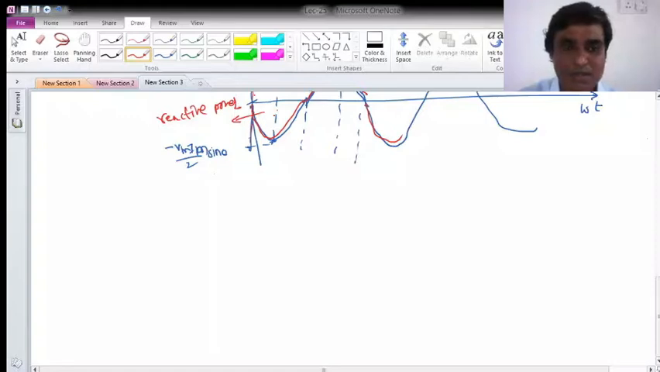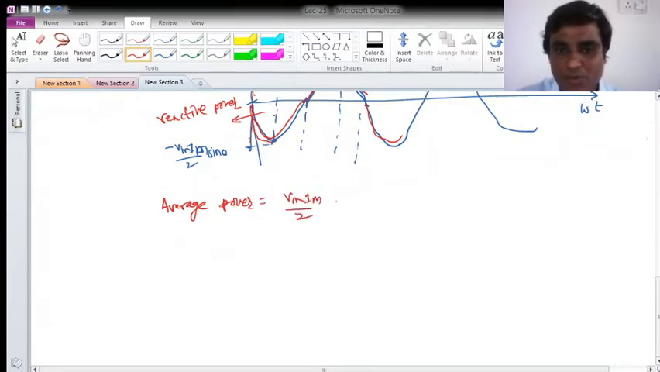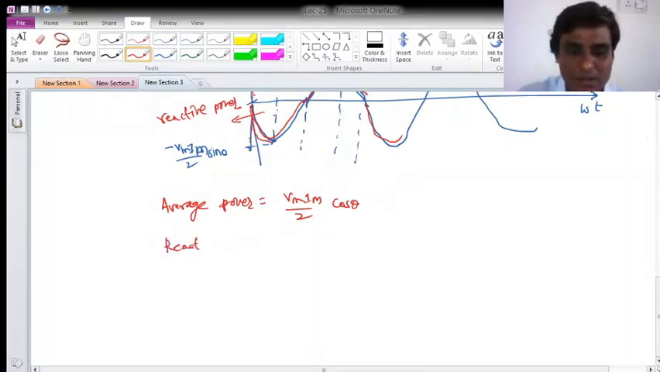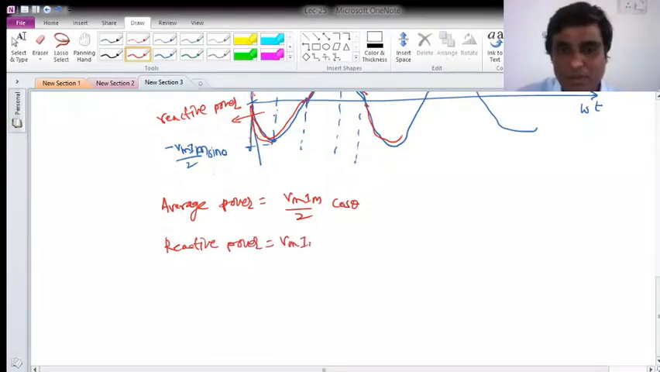So this reactive power is basically not an average value, it is the peak value, which is Vm Im by 2 sin theta. Okay, so now we have defined two terms. Average power, which will be Vm Im by 2 into cos theta, I can call average power or active power, and next is reactive power. So this is Vm Im by 2 into sin theta.